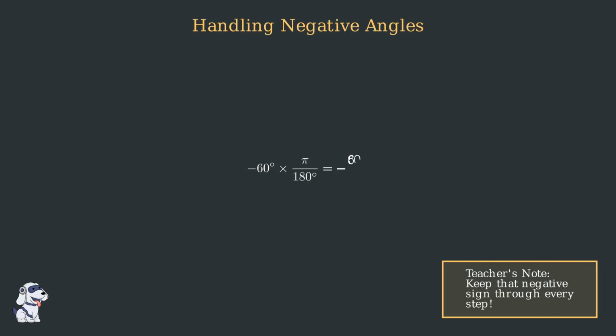Negative angles work just like positive ones. We multiply by pi over 180 degrees. For minus 60 degrees, we get minus 60 pi over 180, which simplifies to minus pi over 3.